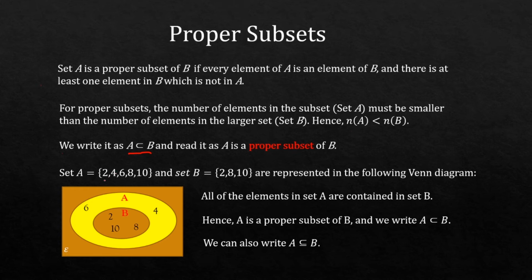Here's an example. Set A is {2, 4, 6, 8, 10}, and set B is {2, 8, 10}. So we've got 2, 8, 10 written in here as set B, and set A consists of 2, 4, 6, 8, 10, represented on the Venn diagram. All of the elements in set B are contained in set A. Hence, B is a proper subset of A, and we write that using this symbol here. And you can also write it using the subset symbol.